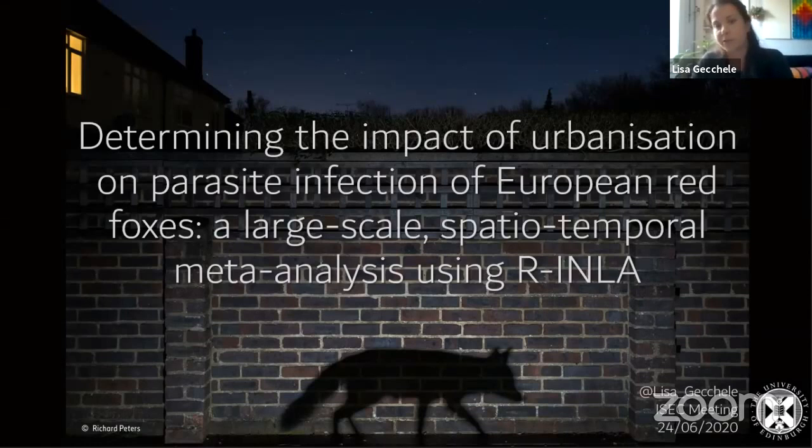Although this is really the story of how a relatively straightforward meta-analysis went way out of hand and transformed into this monster of a model, which ended up being a really interesting piece of work. So I'm quite excited to present the results. So I really hope you enjoy it.